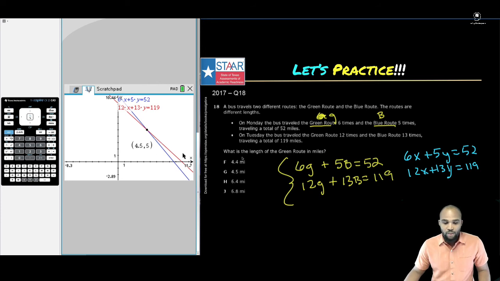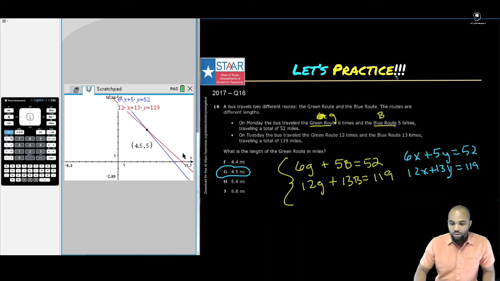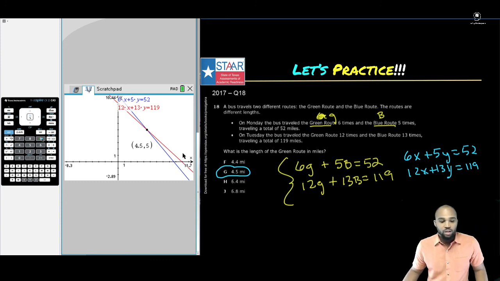So what's the question? What's the length of the green mile? Well, the green mile is representing my G, so now I know that's 4.5. So that becomes simple. So this wasn't really a good ideal graphing question, because it has a decimal, and you can't graph decimals very well, so we stay away from that. But since it came up, I went ahead and showed you still how we can use the graph to solve that.